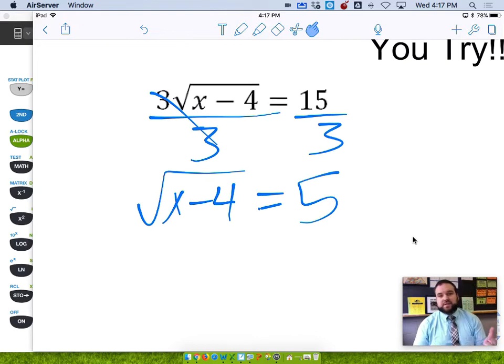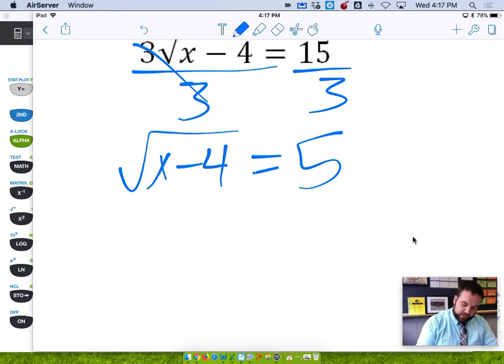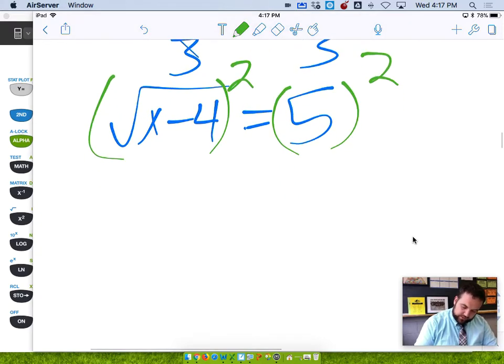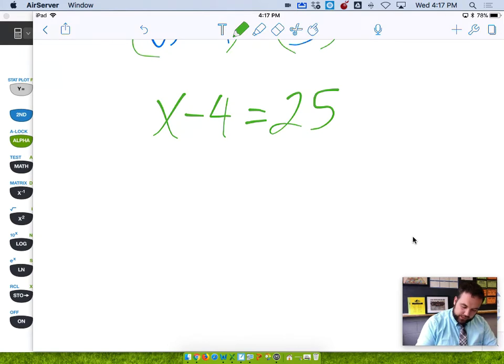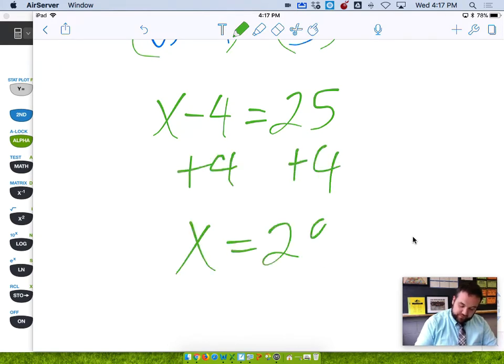Now, again, I have to decide, am I going to add 4 or am I going to square first? Because the square root contains the -4, I can't get rid of the 4 until the radical sign is gone. So I'm going to raise both sides here to the second power. So square this and square this. And that gives me x minus 4 is equal to 25. And then, of course, we can just add 4 to both sides. And I get the missing value of x is 29.